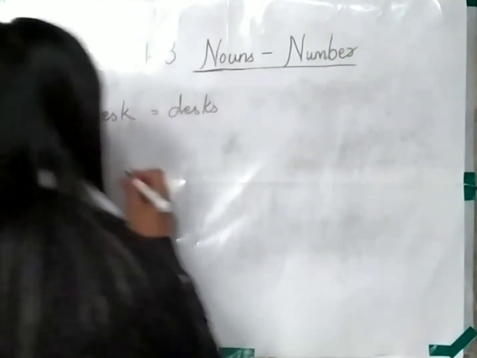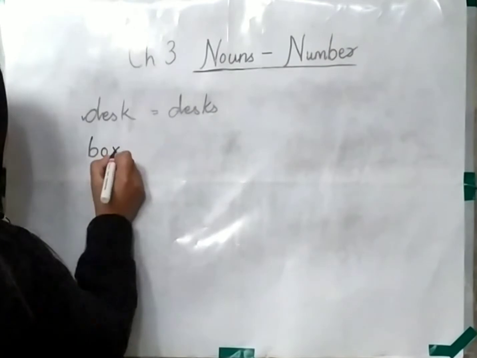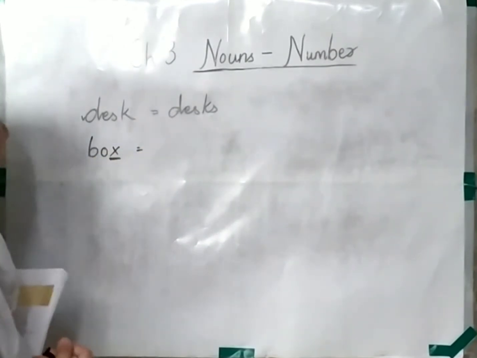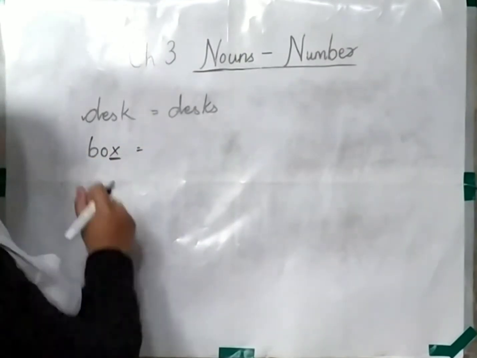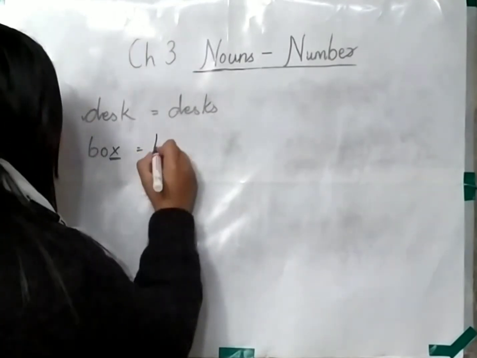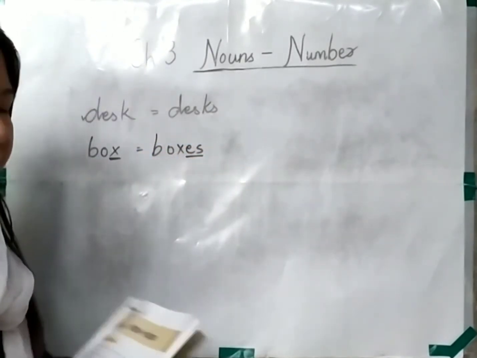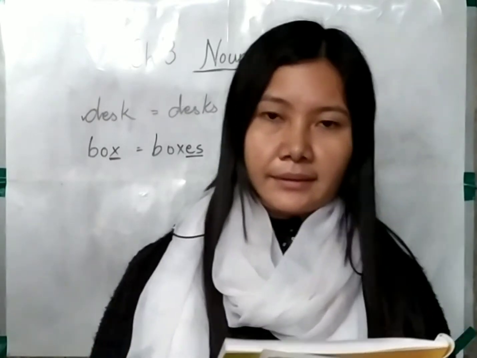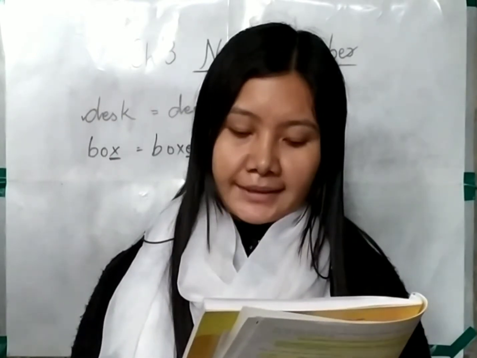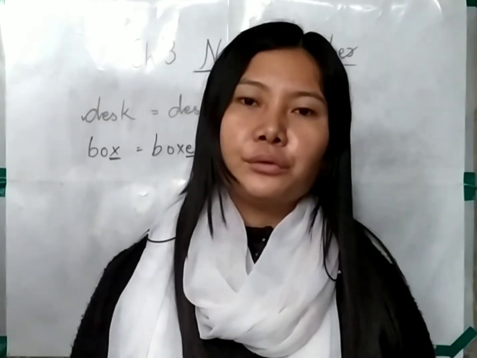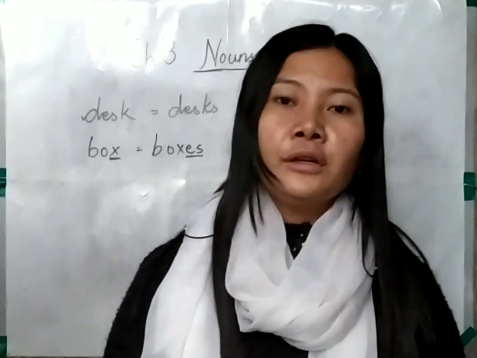Let me give you one example from the book itself: box. You can see this singular noun box is ending in letter x, and we need to simply add es in order to form its plural. So this is what the book is telling us. You need to remember that if a noun is ending in s, double s, ch, sh, o, or x, we need to add es in order to form its plural.